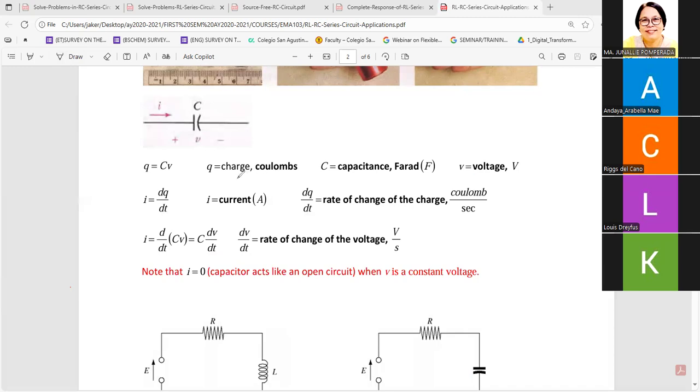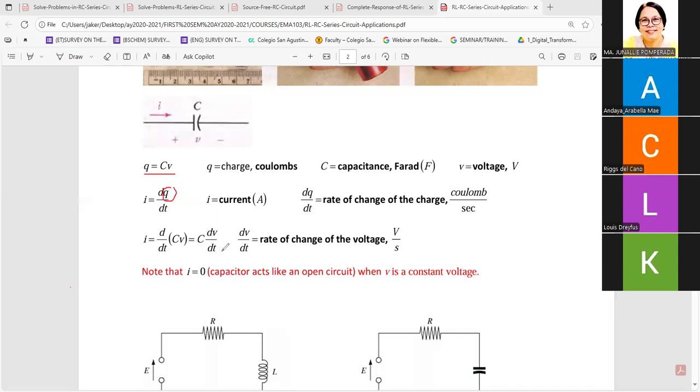Now, you can see here the Q in CV. So here in the current, which is the rate of change of the Q with time, you can change this Q to CV. And if you differentiate the product of the CV, since capacitance is a constant value, you're actually determining C times the rate of change of the voltage in the capacitor.